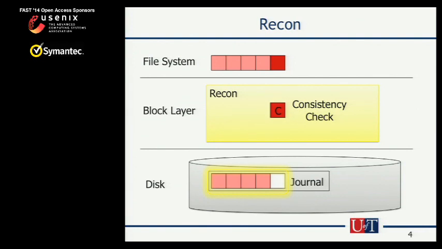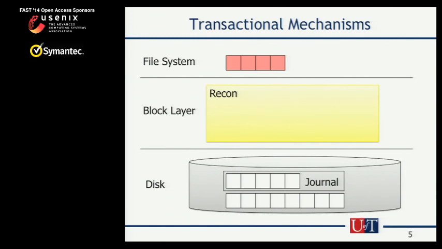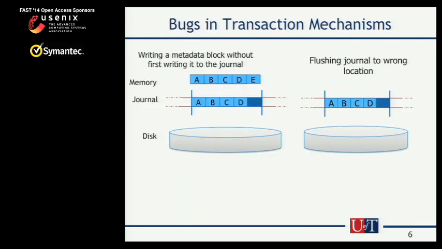So to illustrate Recon in action, here we see the file system writing a number of updated metadata blocks to the journal. Now, Recon is situated in the block layer, and so it can observe all these writes as they happen. So when the file system writes the commit block, this signifies that the transaction is complete, and Recon can check the contents of the blocks that have been written to the journal to ensure that they're mutually consistent. Then if they pass the checks, we can forward the commit block to the disk and allow the transaction to be committed.